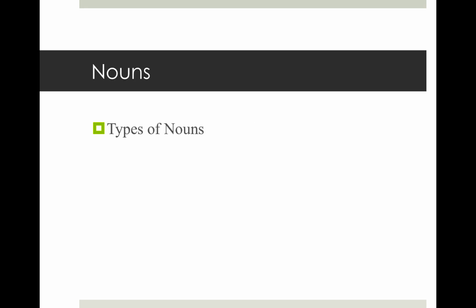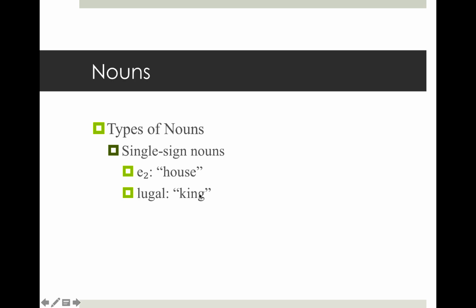Now, what kinds of nouns are there? What types of nouns are there? Well, there's a single sign noun. We've seen lots of those today already. A2 for house, lugal for king. By the way, lugal comes from, see, I brought my mouse back there. Lu2 means man or person, and gal means big or great. So lugal is a big man, right? A big person, so it's a big man. It's a king. Okay. Sorry.